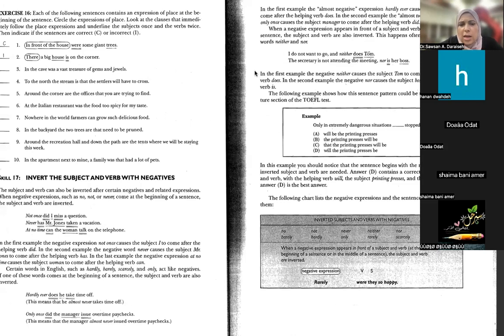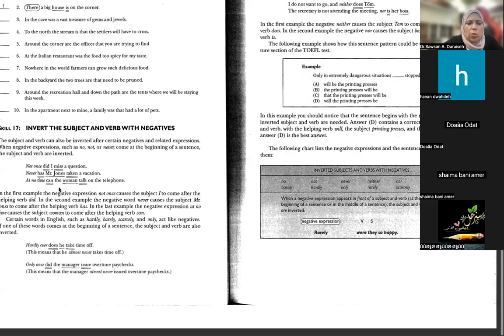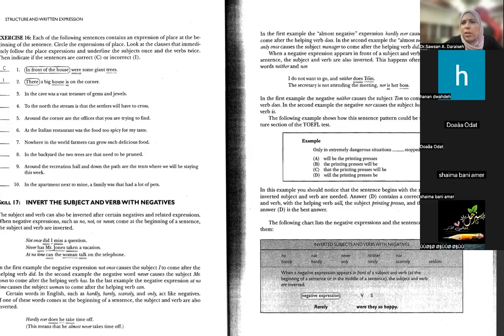And in the second example, remember the second example? Let's take a quick look at it. "Only once did the manager issue overtime checks." What about that one? In the second example, the negative expression "only once" causes the subject "manager" to come after the helping verb "did."